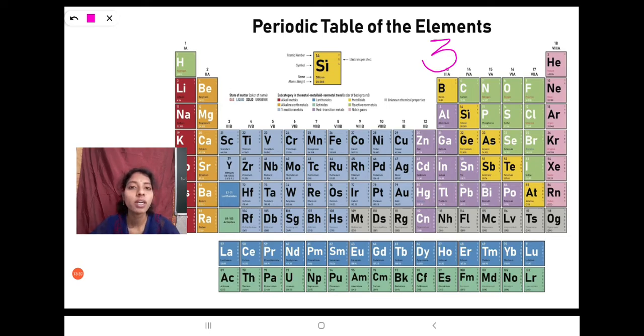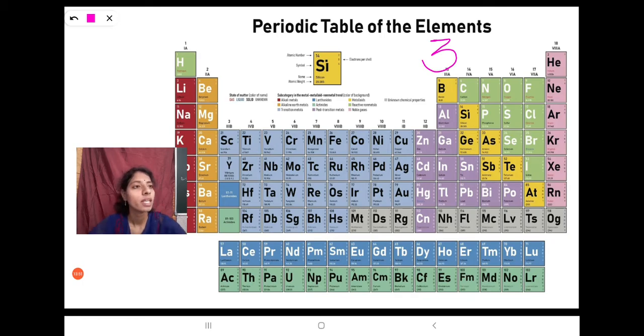Here these elements also lose 3 electrons. These elements also have ionic nature, which means these elements are also metals. So we can call these metals too, because these elements lose 3 electrons to get octet configuration.